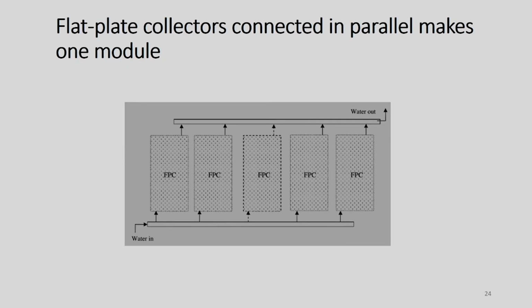So, here we can see the parallel connections. This FPC 1, 2, 3, 4, 5, these are connected in parallel. This is a header and this is one more header, this is for inlet, this is for outlet. So, these temperatures are the same for all the collectors. But we can maximize the volume of water to be heated or required for a particular application.